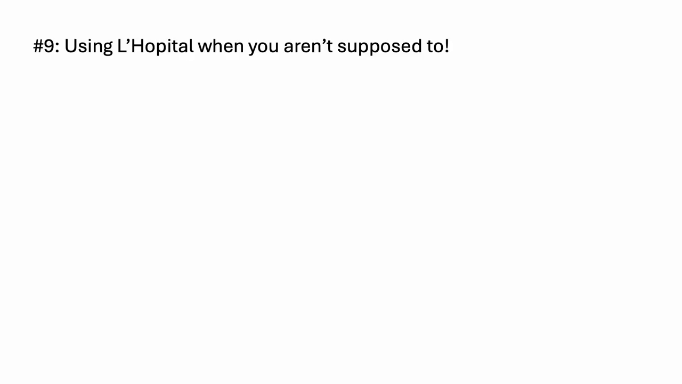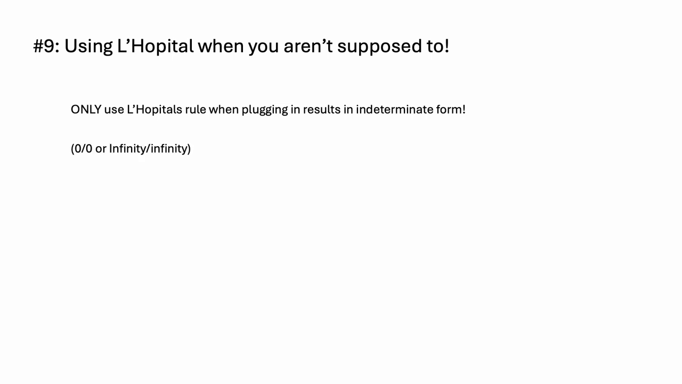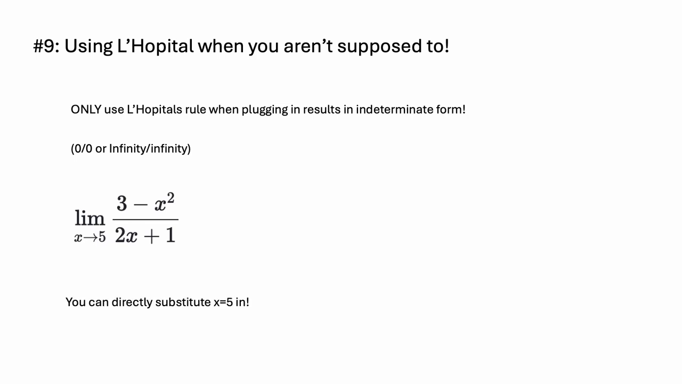Number 9 mistake is using L'Hopital's rule when you are not supposed to. Only use this rule when you plug the value into a limit and the result is an indeterminate form. So that is 0 over 0, or infinity over infinity. In an example such as this, if you plug in x equals 5, it does not result in either of these forms. You can try it yourself, but in this case, you cannot use L'Hopital's rule. You can just directly substitute x equals 5 in. This is a pretty big mistake that is commonly seen as well.